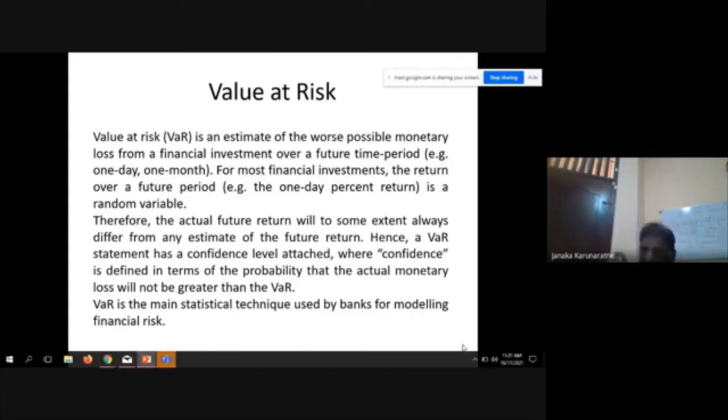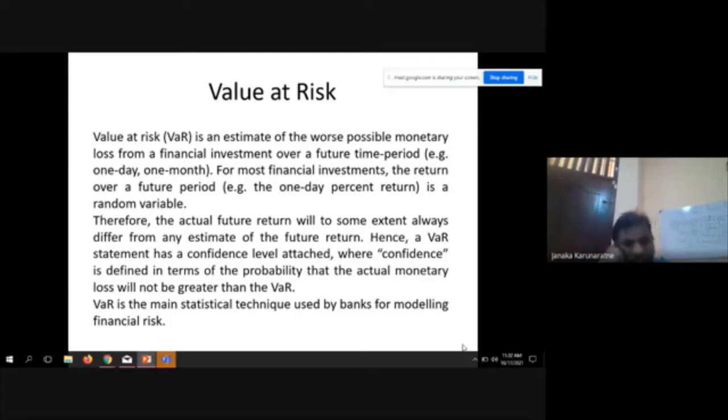Now, when you say confidence, I am 95% confident, I am 99% confident, I am 90% confident, and so on. That is defined in terms of the probability that the actual monetary loss will not be greater than the VaR. So when you say I am 95% confident, that loss will not be more than this. That means actual monetary loss will not be more than that up to 95%.